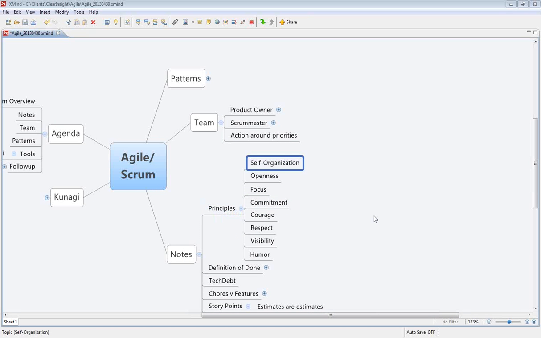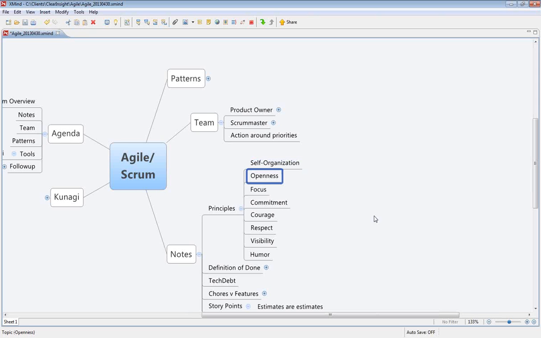Self-organization, and that's the idea that we don't need to tell people exactly what to do every second of the day. We give them some kind of a high-level goal or objective, and they figure it out. And more importantly, a team figures it out. You can give a team a challenge, and the team will figure out a way to make it happen.